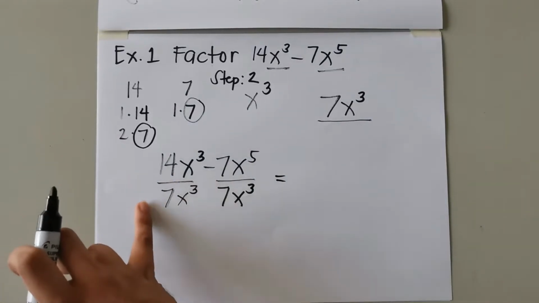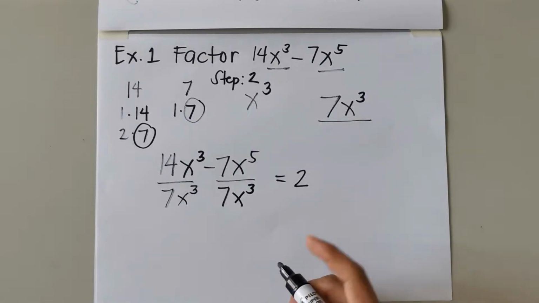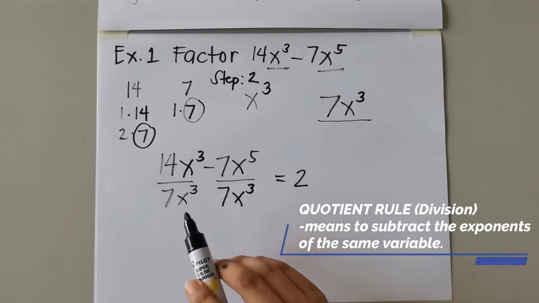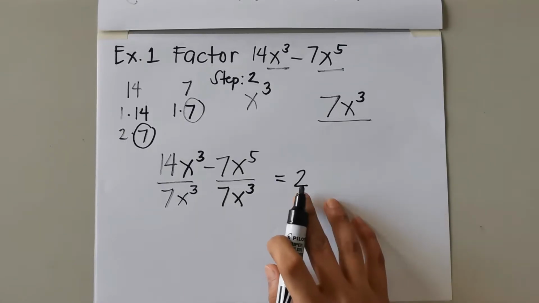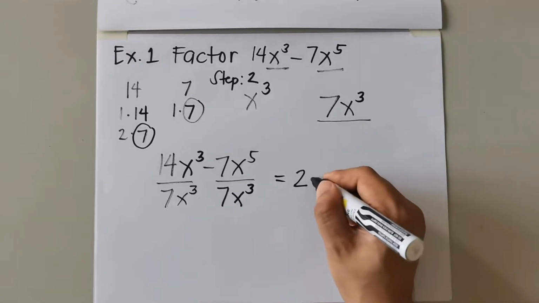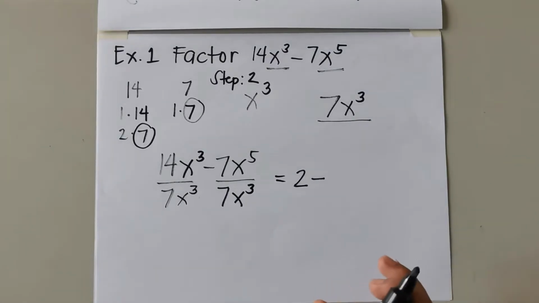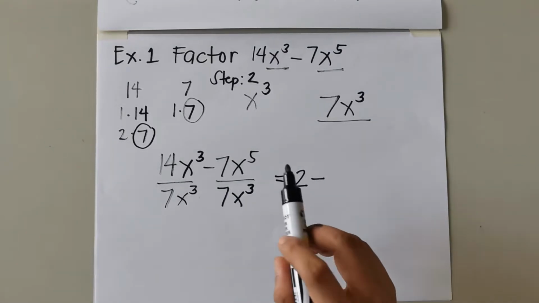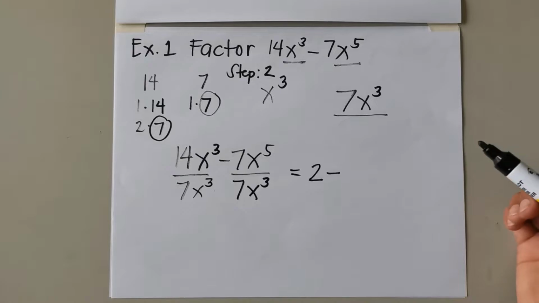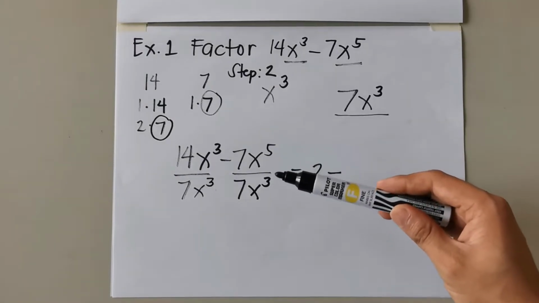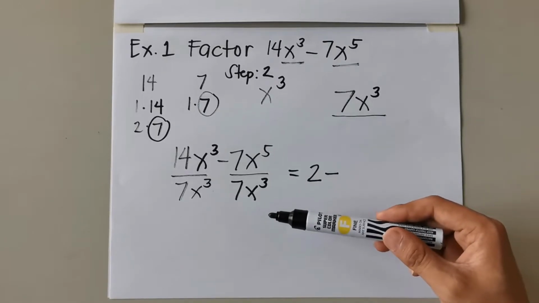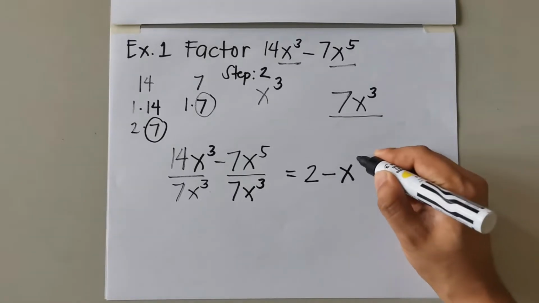Divide first the numbers. 14 divided by 7, we have 2. Applying quotient rule, 3 minus 3, we are going to have 0. So therefore, our answer is only 2. Next, negative 7 divided by 7 is negative 1. But before we write number 1, let's check first if the exponents of the second term will give us a difference. And in this case, it's x raised to 5 divided by x cubed, which means 5 minus 3, and therefore we are going to get x squared. So write x squared.